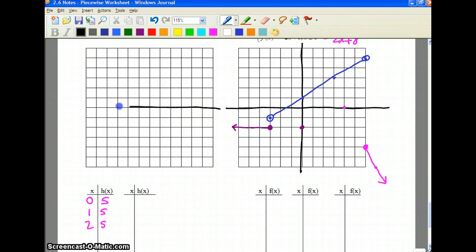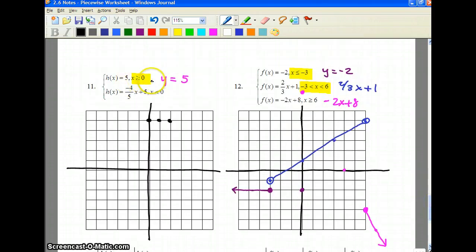So we're going to graph that. So 0, 5. That's on the graph. 1, 5 is on the graph. 2, 5 is on the graph. And anything bigger than 0. So all these are on the graph. We could have made the chart bigger. So all of this is that top one.